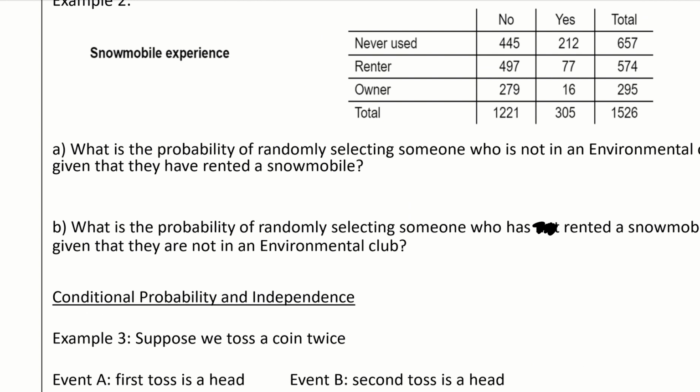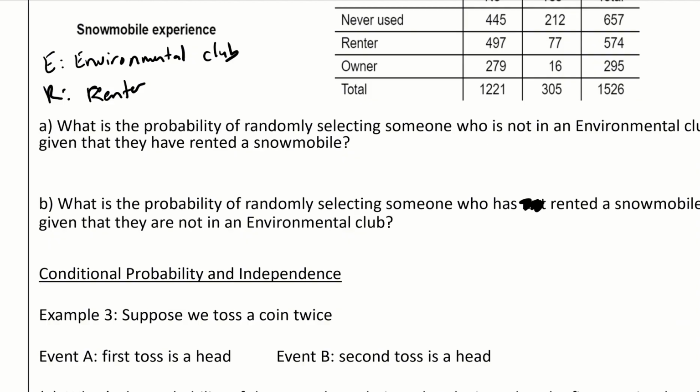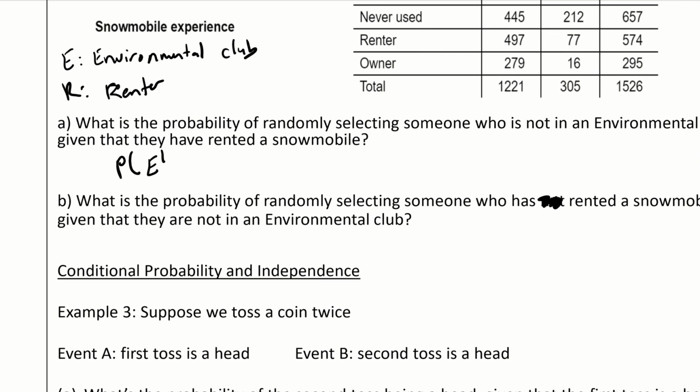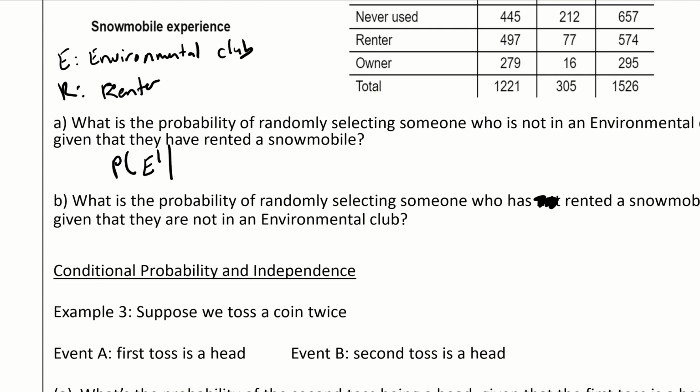So we're going to go ahead and name these here. The event E is that they are in an environmental club. I'm just going to shorten it here. And event R is that they are a renter. Okay. So in this case, the probability that they are not in an environmental club, given that they have rented a snowmobile.